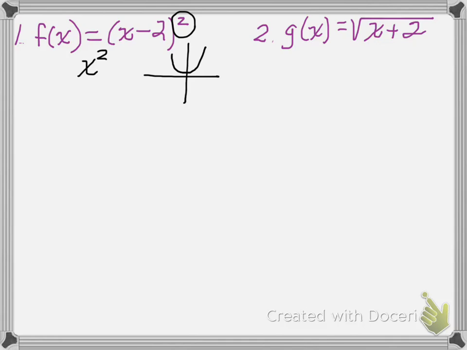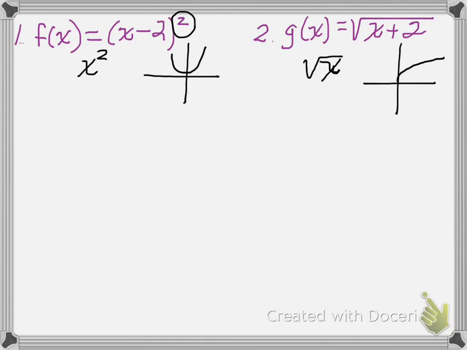In problem number 2, we want to try to identify the parent function, and since we have a square root here, our parent function is most likely the square root of x, and that basic function looks like this. So it's only in that first quadrant. There's nothing anywhere else on the graph. Now let's look at how we graph the basic function with a transformation.